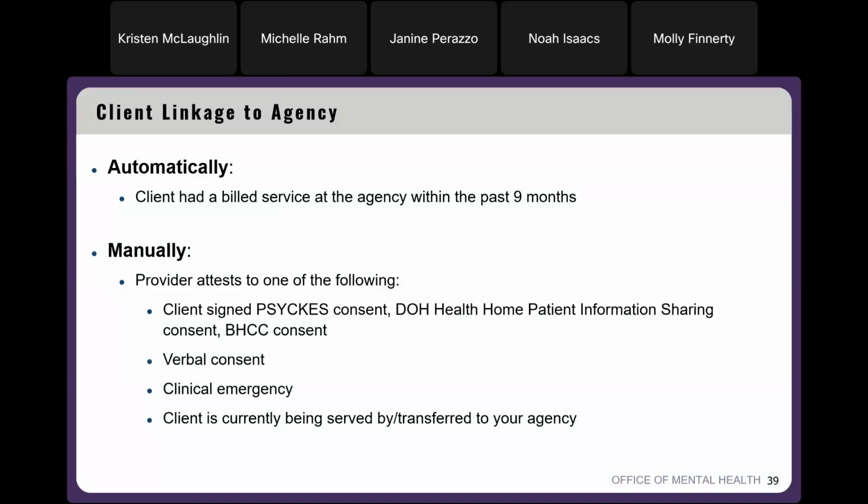So this is when the client has either signed the PSYCKES consent form, the DOH Health Home consent form, or the BHCC consent form, or there's a verbal consent provided, there's a clinical emergency, or the client is currently being served by or transferred to your agency. So these options here, somebody manually has to indicate this in PSYCKES, but each of these options has a different level of access that they could have to client data.